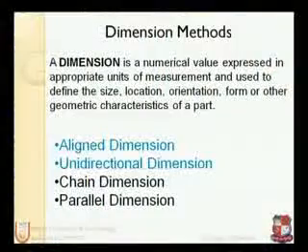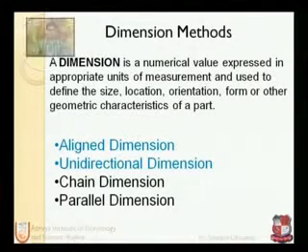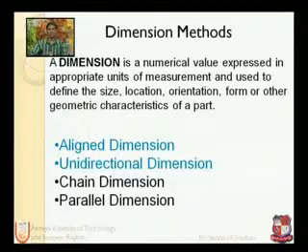Moving further, dimension methods. By definition, a dimension is a numerical value expressed in appropriate units of measurement and used to define the size, location, orientation, form or other geometric characteristics of a part. The methods are basically aligned dimensions and unidirectional dimensions.